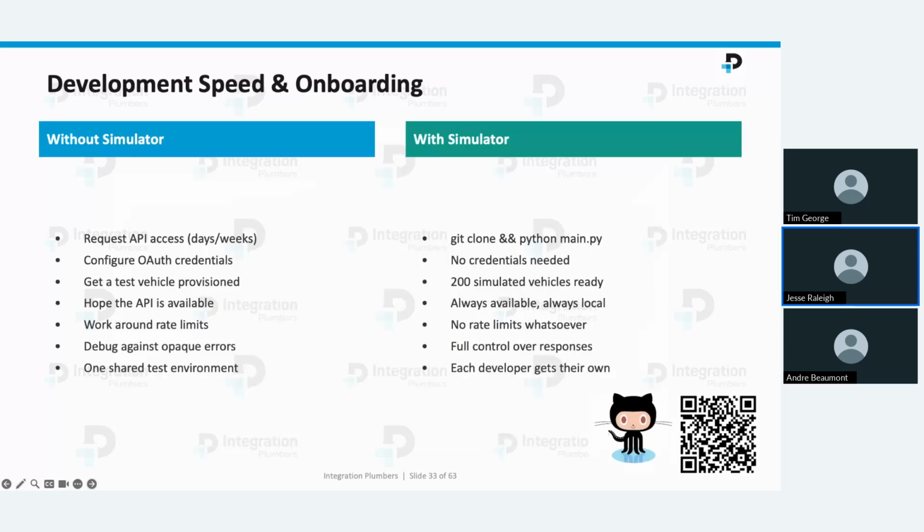This comparison really speaks for itself. Without a simulator, getting a new developer productive against the Rivian API can take days or even weeks between requesting API access, configuring credentials, and getting a test vehicle provisioned. With the simulator, it's as simple as cloning the repo and running python main.py. Everything needed is right there, self-contained, with 200 vehicles ready to go. This kind of onboarding speed is a significant competitive advantage, especially in a fast-moving development environment.